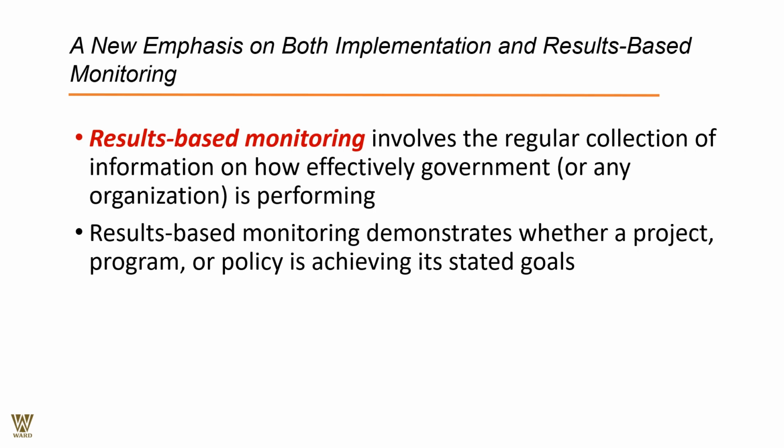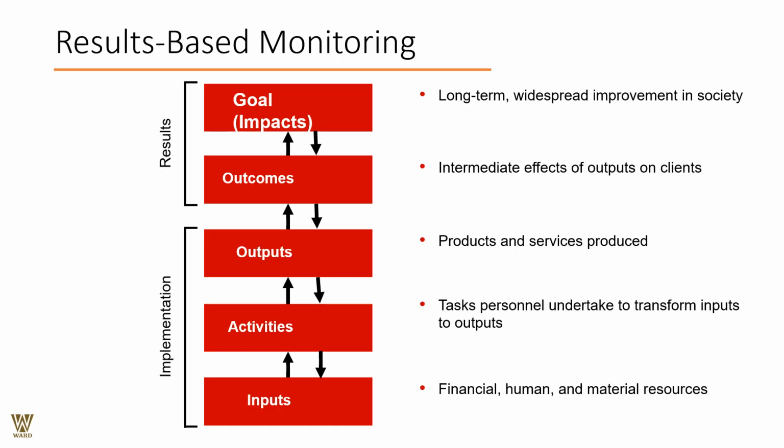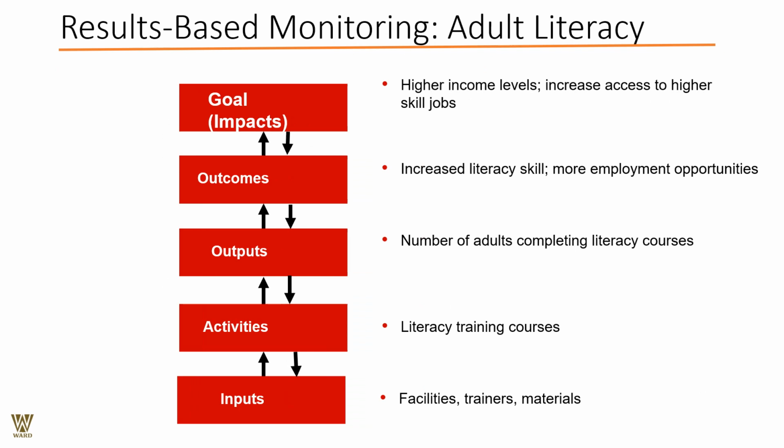Result-based monitoring demonstrates whether a project, program, or policy is achieving its stated goals. Implementation is just input, activities, and output, but results are all about goals, outcomes, and impact. Remember, inputs are your financial, human, and material resources. Activities are the transformation processes people undertake. Output is the product and services that the firm, the project, the company, or the government provides. Outcomes are intermediate outcomes to the clients. The goals are the long-term, widespread impact that improves society per se.